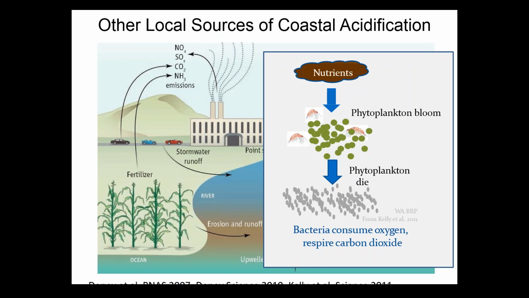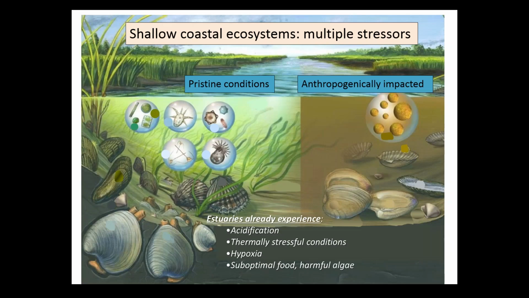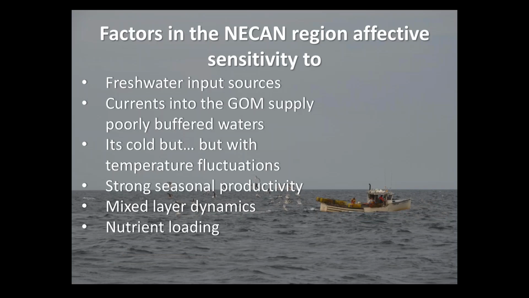And nutrients can be a particular problem because they can cause a phytoplankton bloom, which can then sink down to the bottom and be consumed by bacteria, resulting in carbon dioxide levels that are well beyond what is expected to happen at the end of this century. So the other piece is that there is not one single stressor in these environments. There are multiple stressors. So there's acidification, thermal stress, hypoxia, suboptimum food, harmful algae, and a number of different factors that are important in coastal waters.